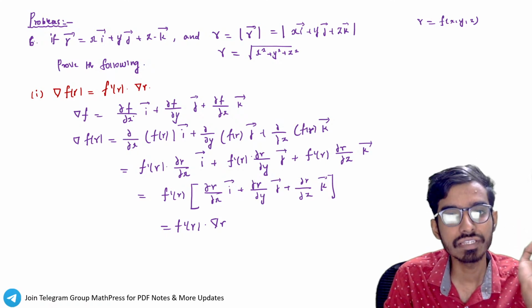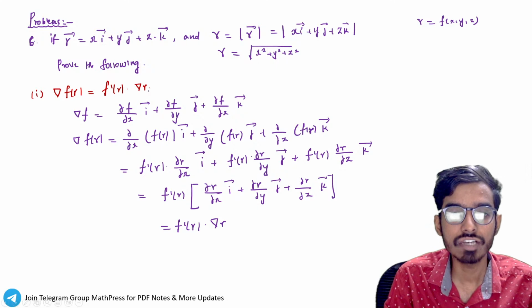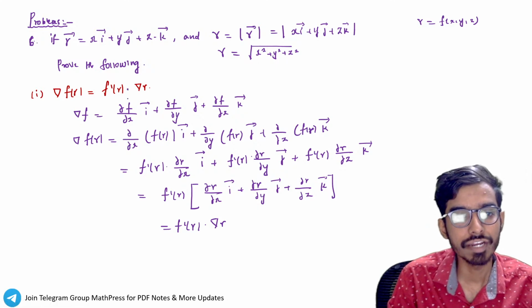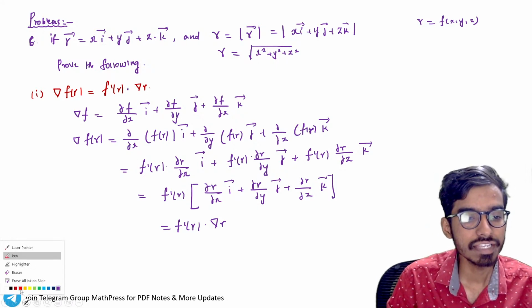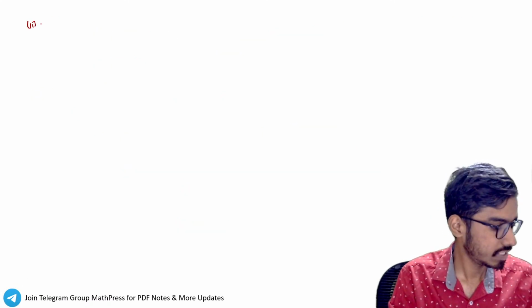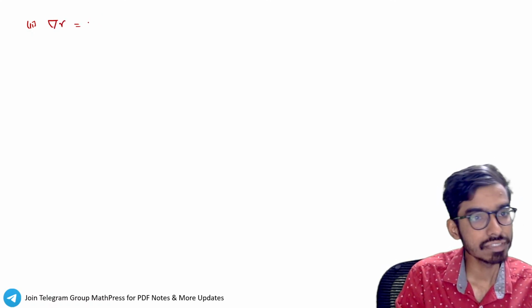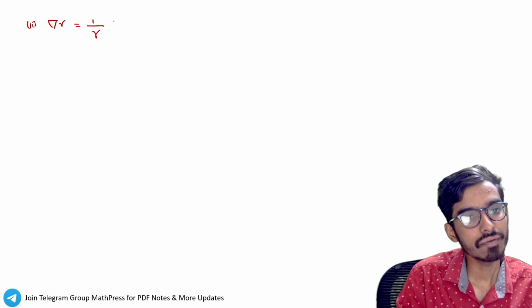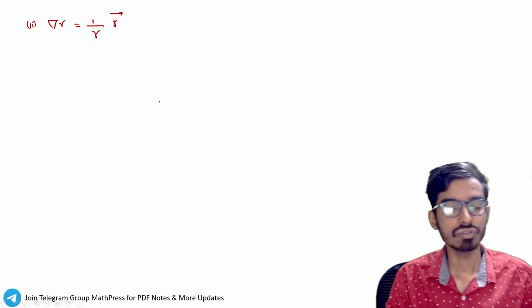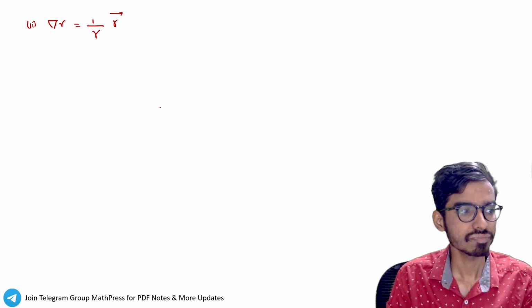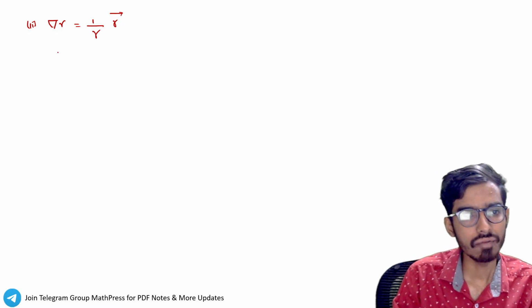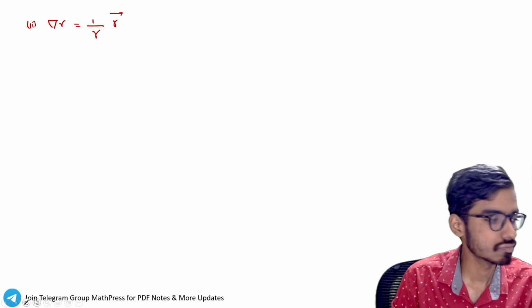We are going to prove 6 things now. The first is grad f(r) is f'(r) into grad r. I'll move on to the next identity: gradient of r is 1/r into r vector. So we need to prove that gradient of r is 1/r into r vector, right? We'll prove this.